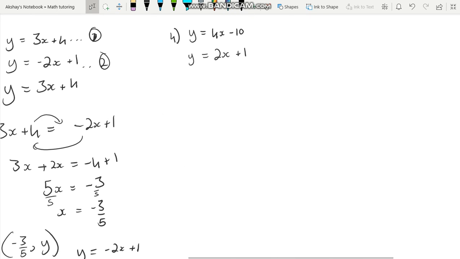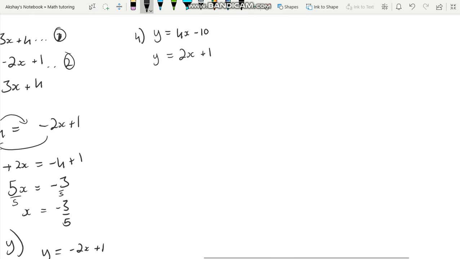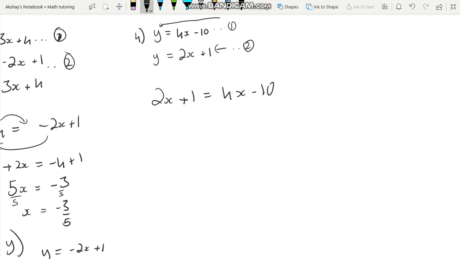Right, moving right along. Our next question is y is equal to 4x minus 10 and y is equal to 2x plus 1. So I know that y is equal to 2x plus 1, so I'm going to substitute 2x plus 1 for the y variable in my first function here. So I have 2x plus 1 equal to 4x minus 10. Bring my 4x to my other side, so I have 2x minus 4x. Bring my 1 to my other side, so I have negative 10 minus 1.